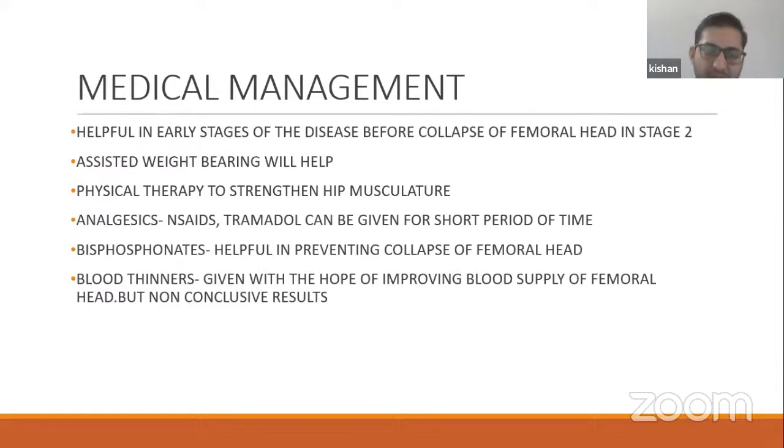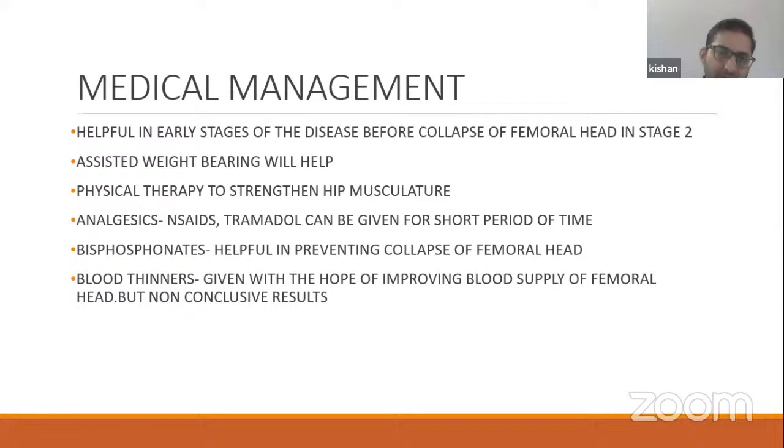In the initial stages, what we can do is medical management to delay the progression of avascular necrosis of the femoral head. Medical management is helpful in early stages of the disease, before the collapse of the femoral head in stage 2B. When in stage 2B the femoral head starts collapsing, the pain will increase, so medical management will have just a supportive role for pain relief.